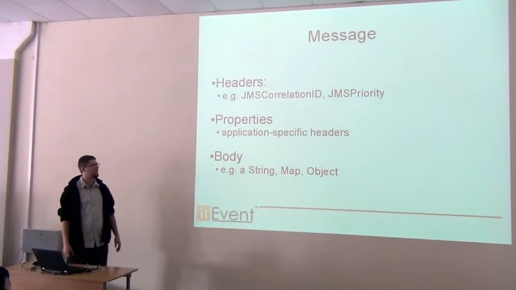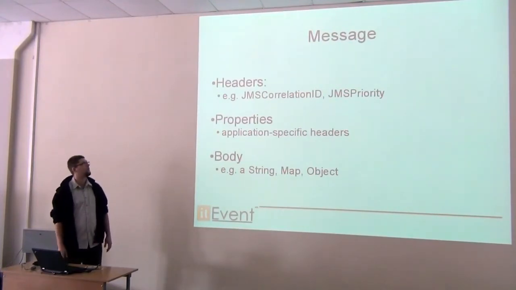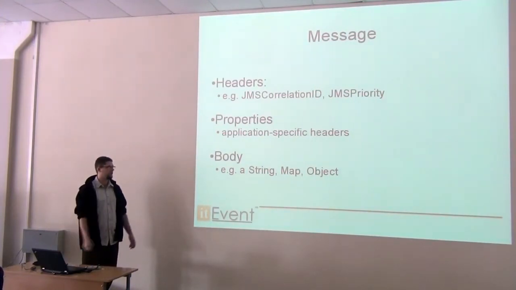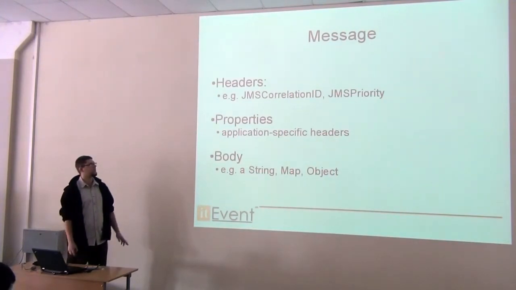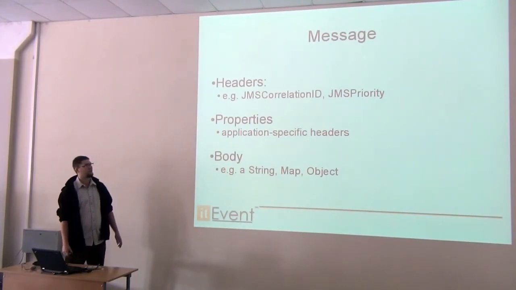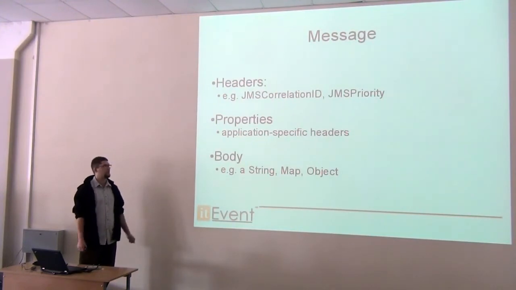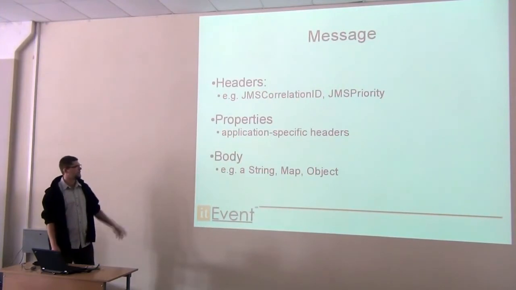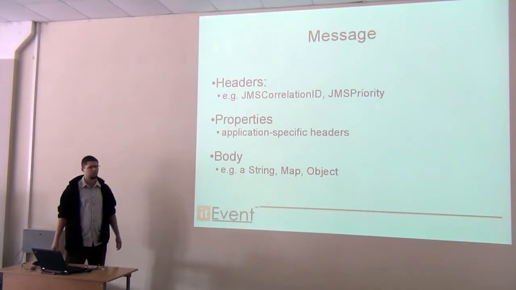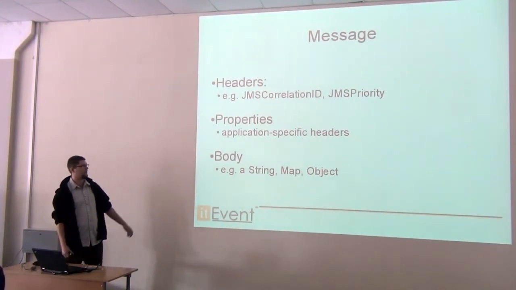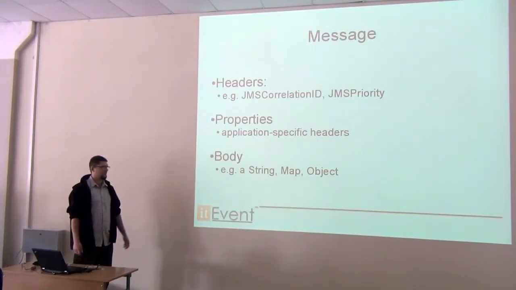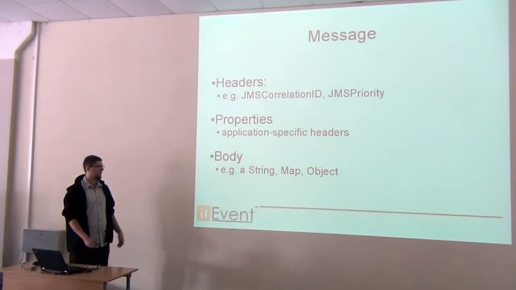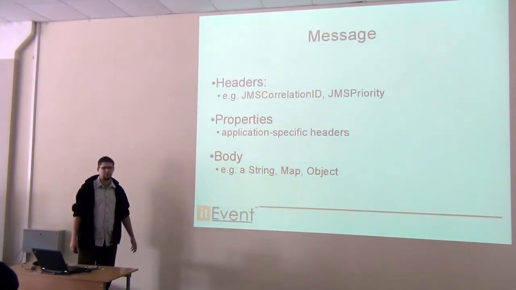Now I'd like to dive a little deeper into how it works. The thing that's sent to the queue and then consumed from the queue is called a message. A message consists of headers, which are JMS specific things like JMS priority. JMS priority allows you to say that some messages are to be provided before other messages. Properties are application specific headers; for example, with this email app, you could add an email address as a property to the message. And there is the most interesting part, the body, actually what you send there. The body might be a string, maybe a map, and it can also be simply a serializable object.